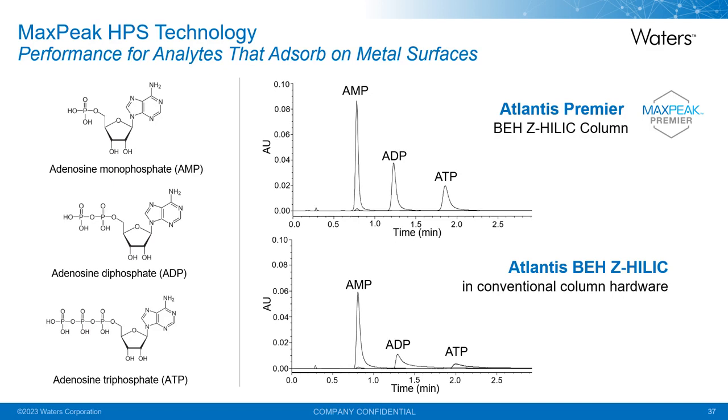The top chromatogram shows very large improvements in the peak shapes and peak areas, especially for the ATP and the ADP. Now, to keep the system effect out of this, we actually used an Acquity Premier system, which contains MaxPeak High Performance Surfaces, to ensure that there was no nonspecific absorption within the UPLC system itself. So here you really see the impact of the MaxPeak High Performance Surfaces column technology on the separation.